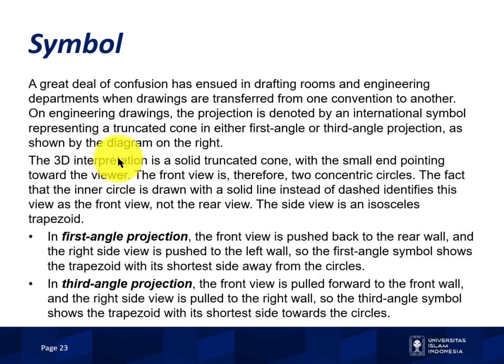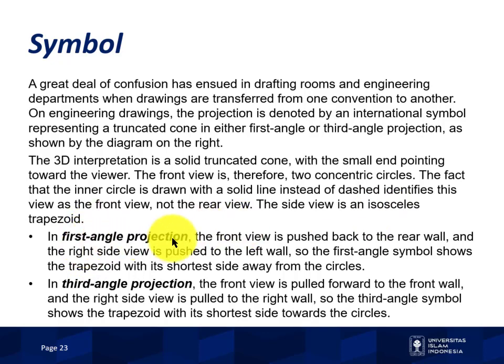The third interpretation is a solid truncated cone with the small end pointing toward the view. The front view is therefore two concentric circles. The fact that the inner circle is drawn with a solid line instead of dashed identifies these views as the front view, not the rear view. The side view is an isosceles trapezoid.